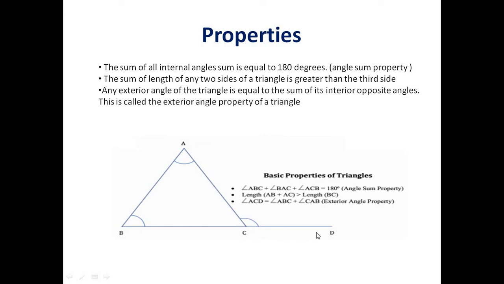Angle ACD is equal to angle ABC plus angle CAB. So this is called the exterior angle property. Why are we recalling these properties? It is just to give you a recap of the triangles chapter and its properties. Okay, so we will learn more.